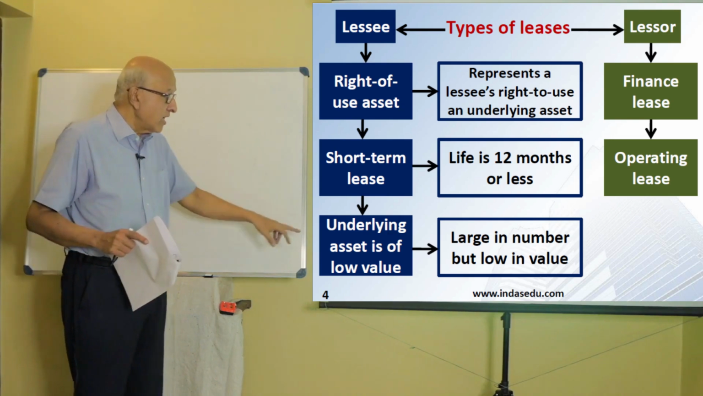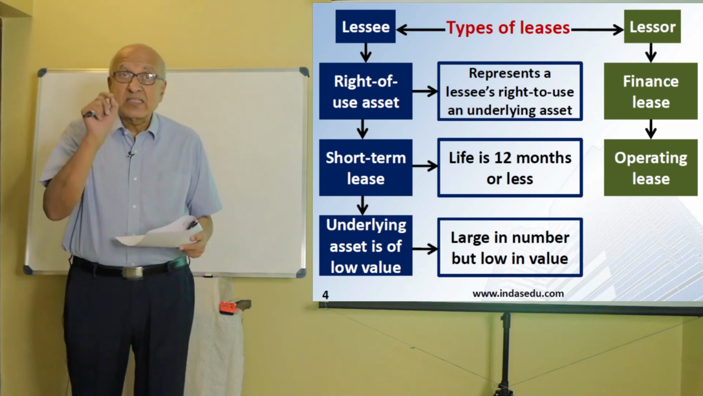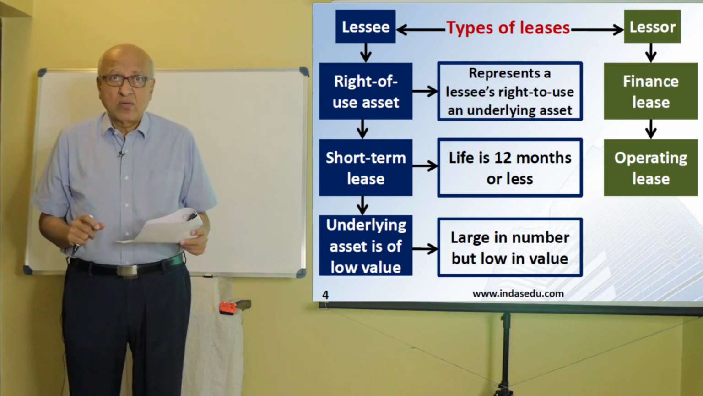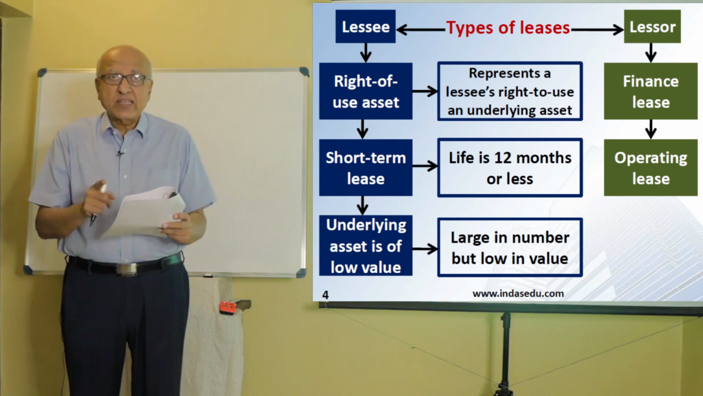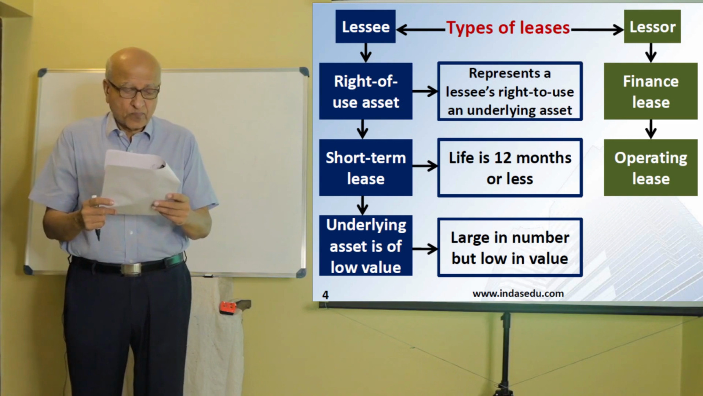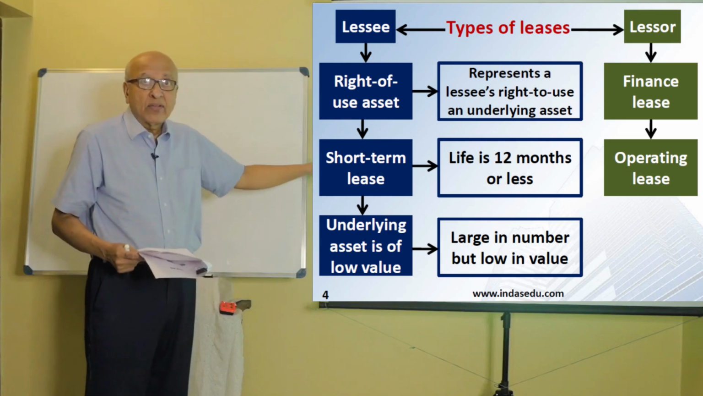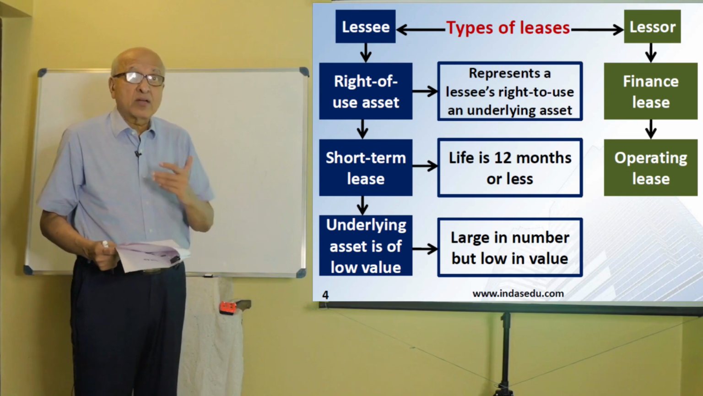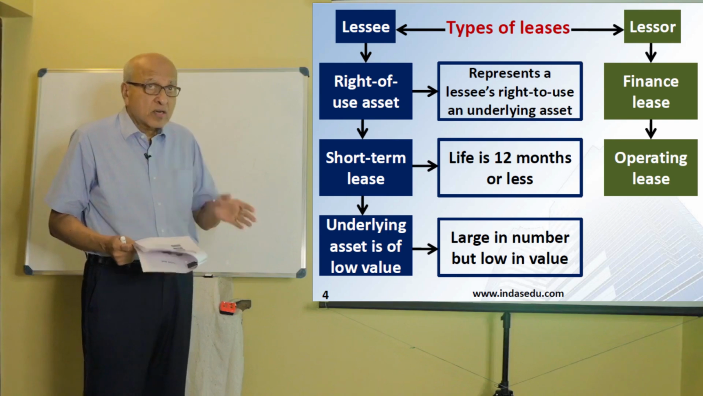In the same way, underlying asset is a low value. Low value means low value when it is new. A car may have very low value. A 30-year-old car may have very low value, but here it is low value when the asset is new. So treatment for these two is, you can have exemption of recognition. You may or may not recognize. Here you will have to recognize. But for these two, if you do not recognize, up to you.